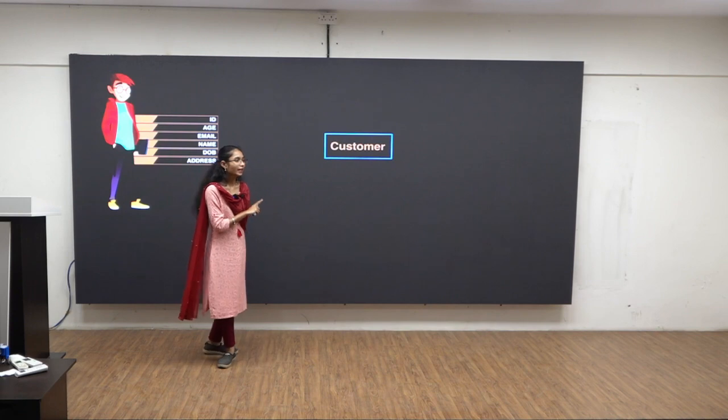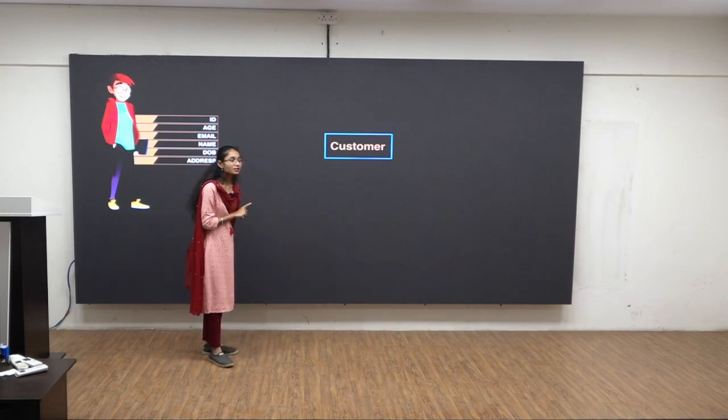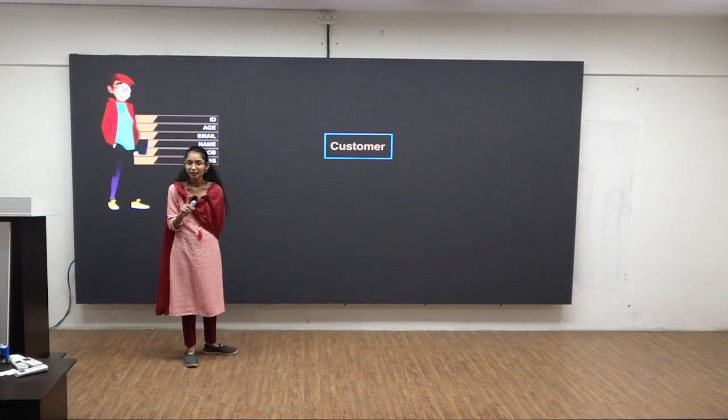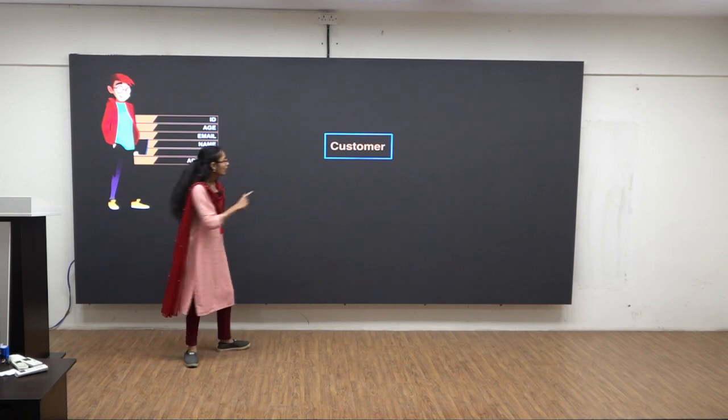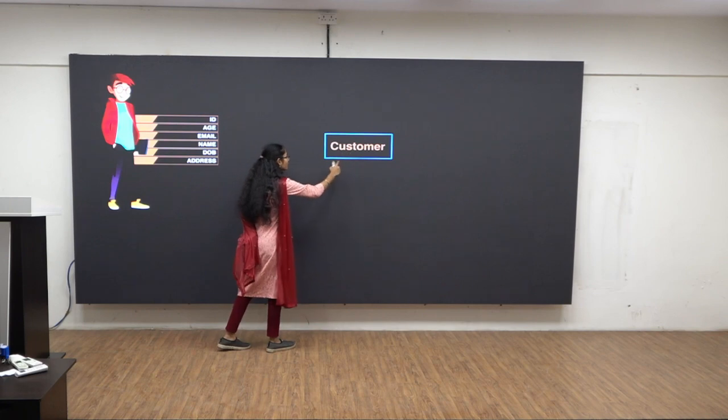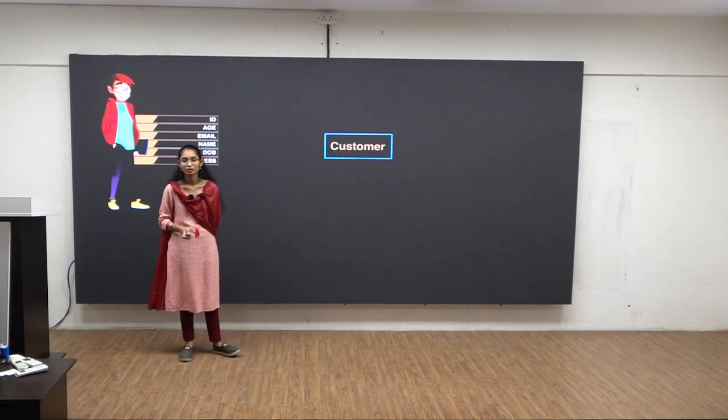Same, I will take a customer here. And what is a customer? It is one entity. And how do we have to represent that? By a rectangle. And you can see that we have represented it by a rectangle.